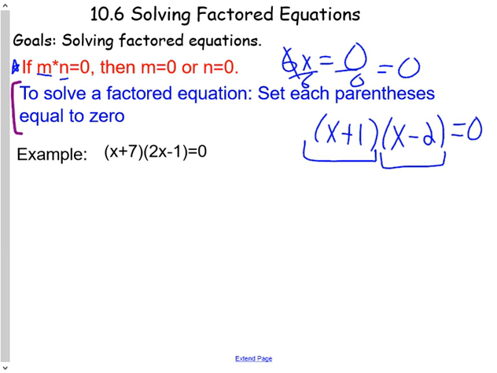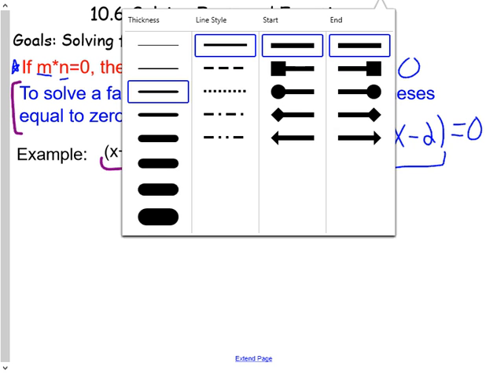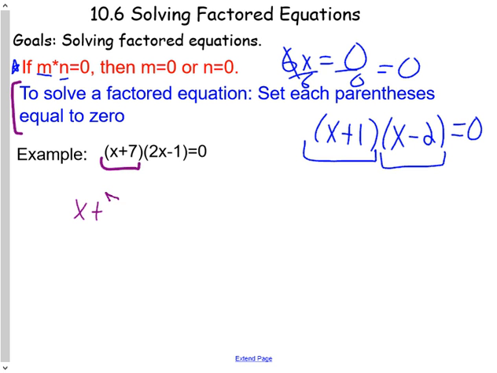So to solve a factored equation, we set each parentheses equal to 0. For example, we've got x plus 7 times 2x minus 1 equals 0. To set x plus 7 equal to 0, it looks like this: x plus 7 equals 0. Pretty straightforward. That's a quick equation to solve because I'm just doing my opposites of PEMDAS, right? Add or subtract away from the x. So subtracting 7 from both sides, I get 1x equals minus 7, and there's one of my solutions. Now we have 2x minus 1.